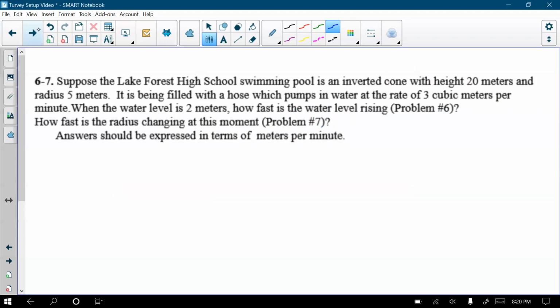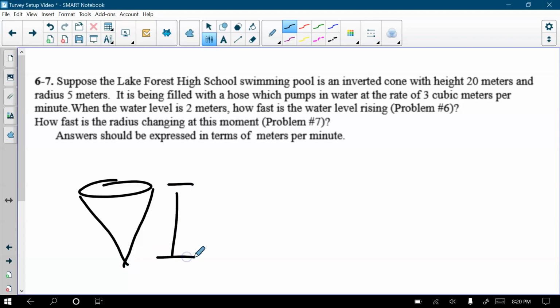6 and 7. Suppose the Lake Forest High School swimming pool is in an inverted cone. Oh, the cone problems. Love them. All right, let's do a cone. Here's the cone, with height 20 meters. So here's the height, 20, and radius is 5 meters. Okay, so I got 20, I got inverted cone, I got 5 meters.